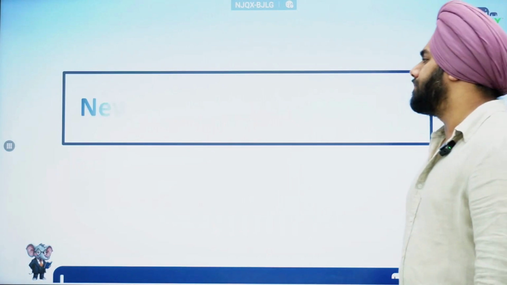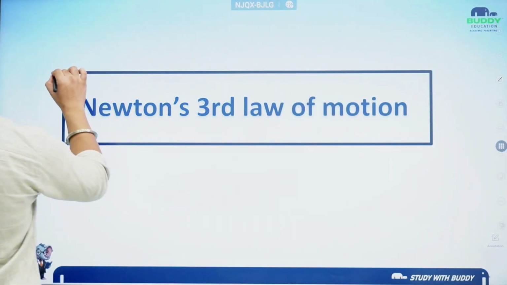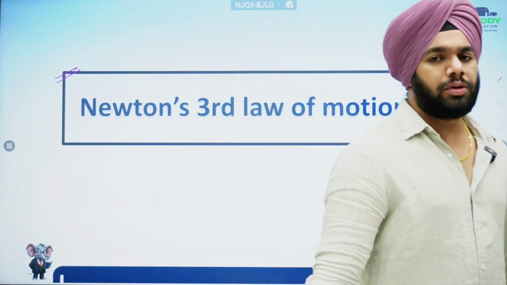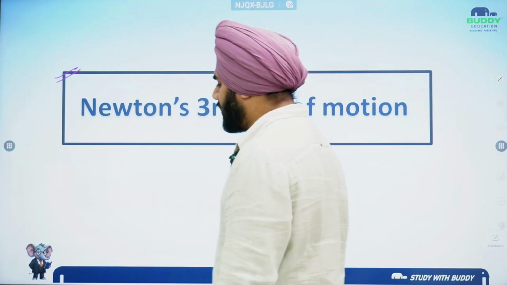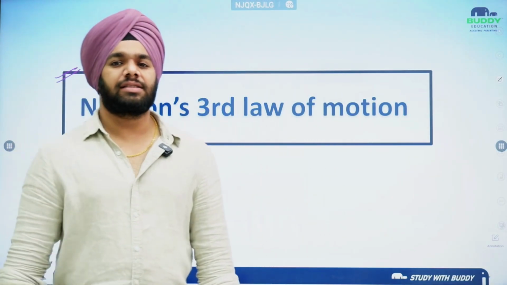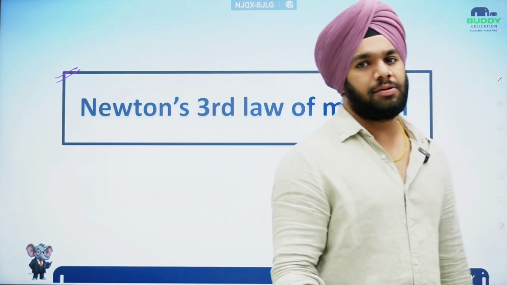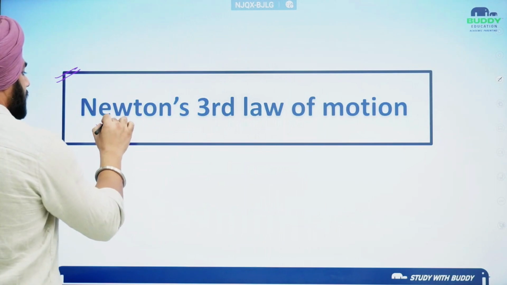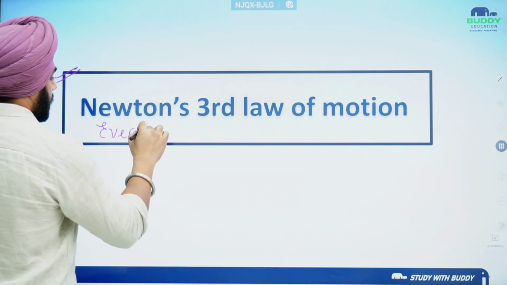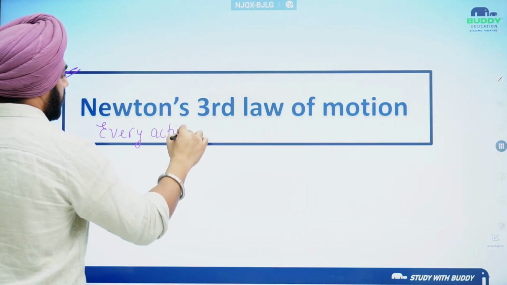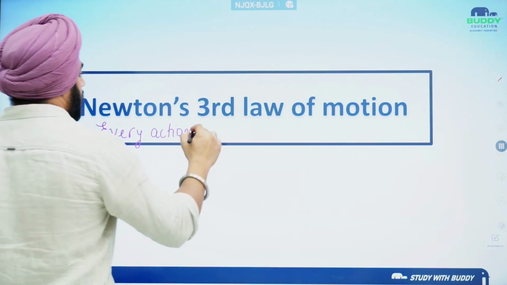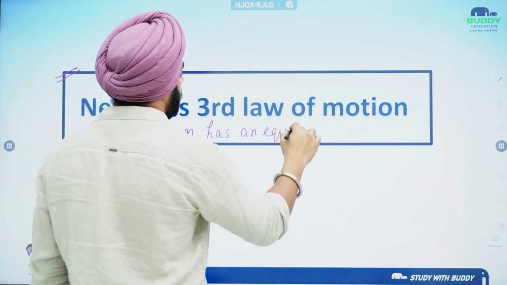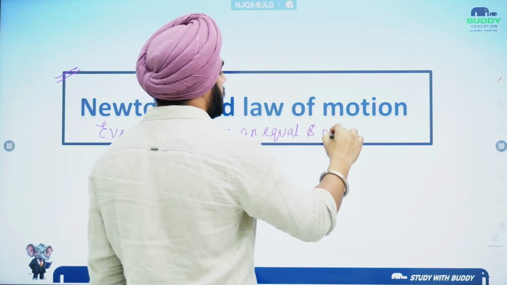Now coming to the last law of motion, that is Newton's third law of motion. Newton's third law of motion is incredibly famous. It simply states that every action has an equal and opposite reaction, right? So every action has an equal and opposite reaction.